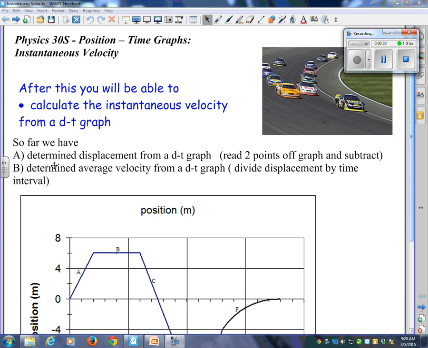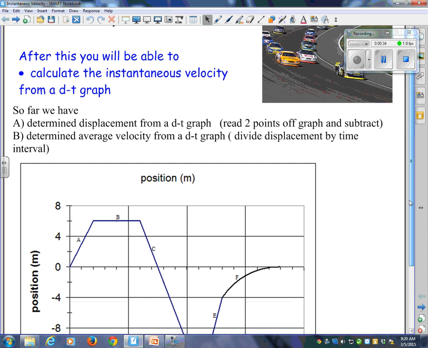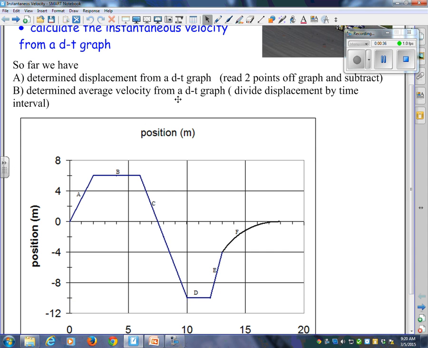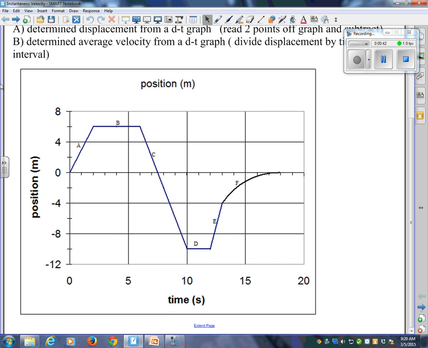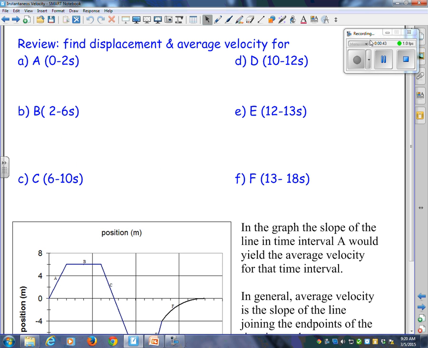Okay, now what have we done already? We have determined displacement from a DT graph. Do you remember doing that? We read 2 points off the graph and we subtracted. We determined average velocity from a DT graph by dividing the displacement by the time interval. And there is our graph. So, as a little review, let's do that again before we jump into instantaneous.